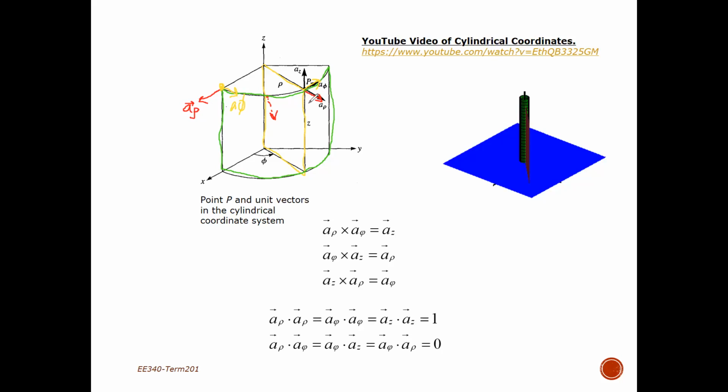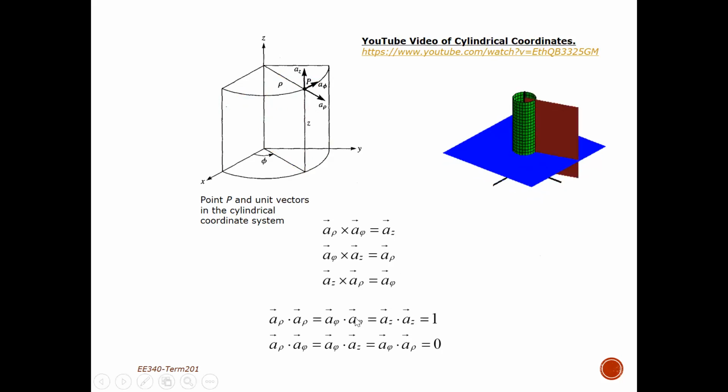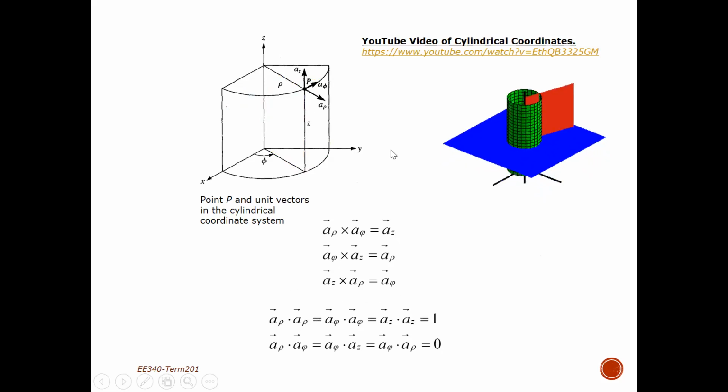So wherever you go in space, your arrow and a phi will change direction, but az will be the same, because here also az will be pointing upwards. Here also the az will be pointing upwards. Or if you take this point also, the az will point upwards. So wherever you go in space, your az will be the same. Okay, so this is for the cylindrical coordinates. You need to understand this, and these are the rules which you are very well aware of.